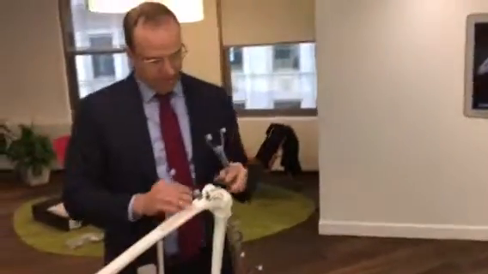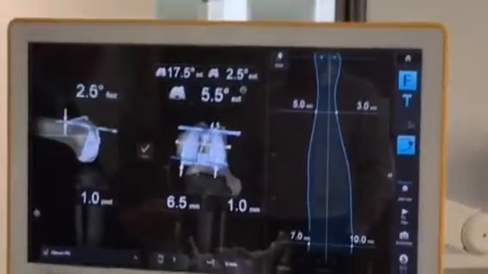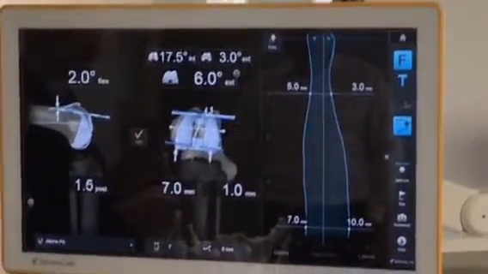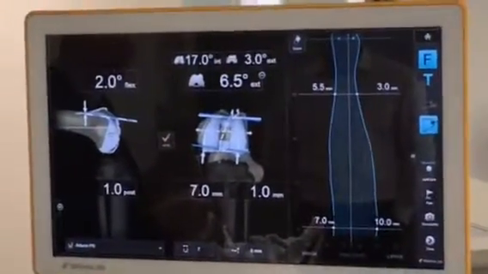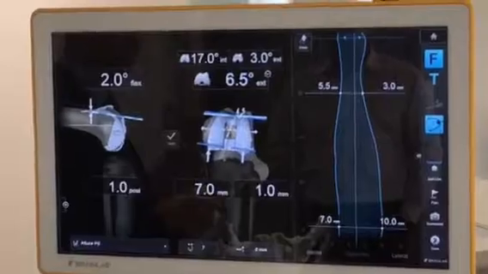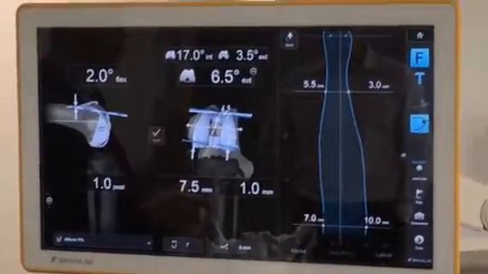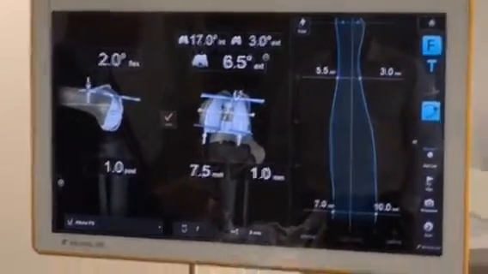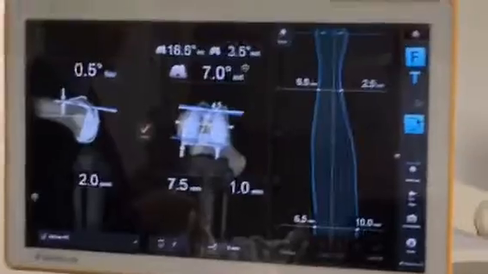So if I pretend that I'm going to my 4-in-1 cut, now I instantly, the computer follows me to my 4-in-1 cut. It gives me Whiteside's line, the posterior condylar axis, the transepicondylar axis. It gives me resection, posterior resections, and it gives me an anterior-posterior slope, an anterior-posterior shift in real time.